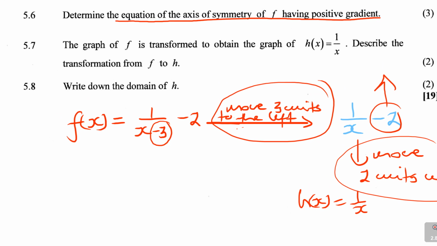And then they say 5.8 says what? Write down the domain of h. Remember, h of x is equal to 1 over x, and the domain are the x values. Domain means x, range means y values. So the domain, one thing is there is a value that is undefined. Remember the asymptote of this graph.